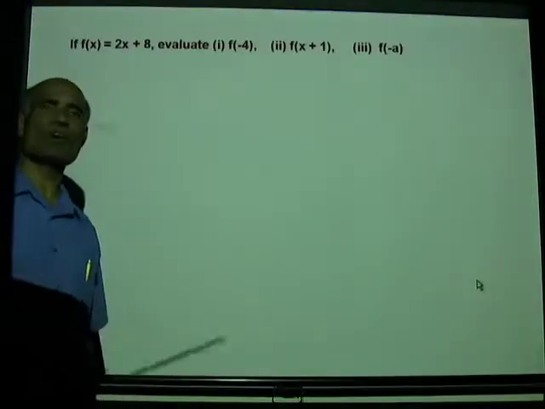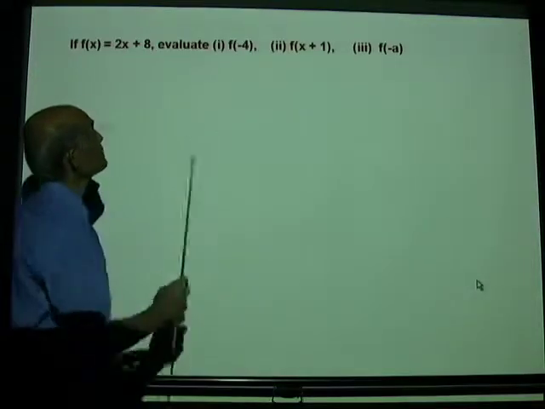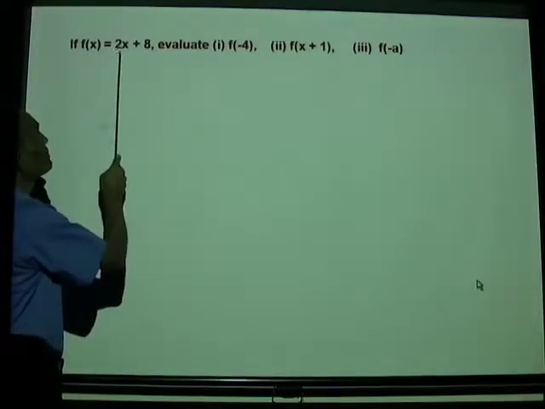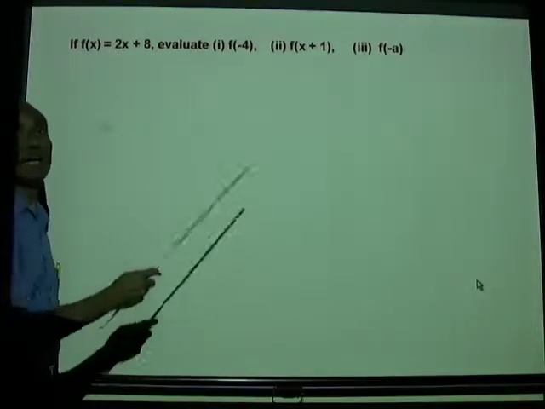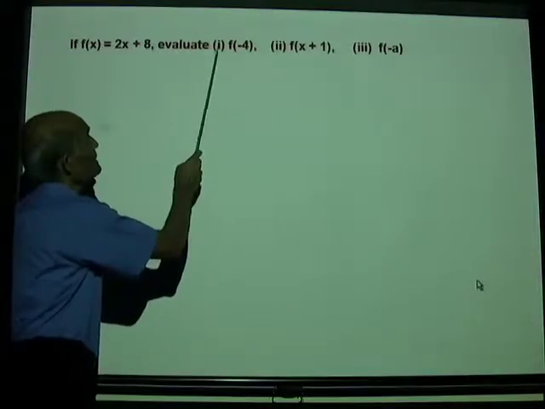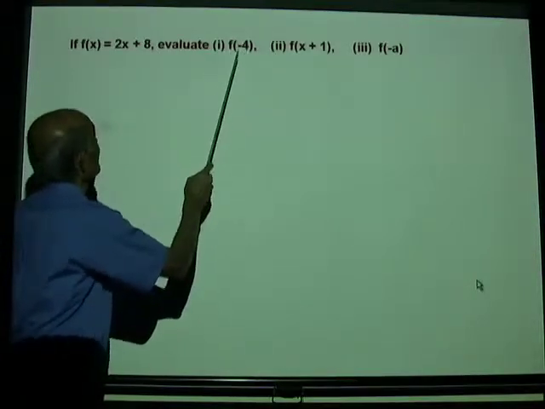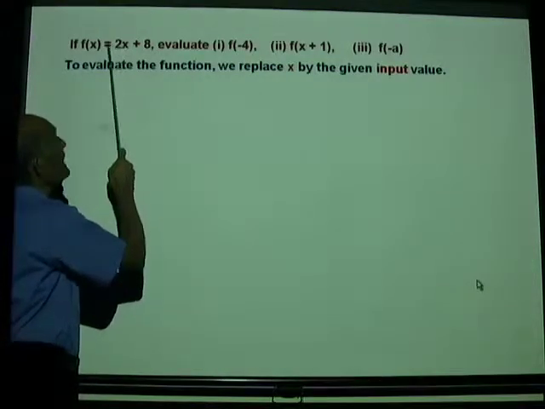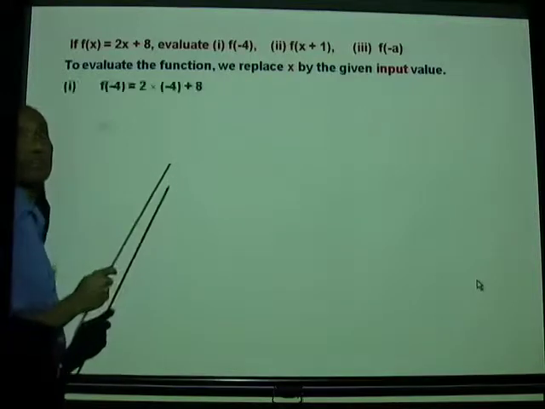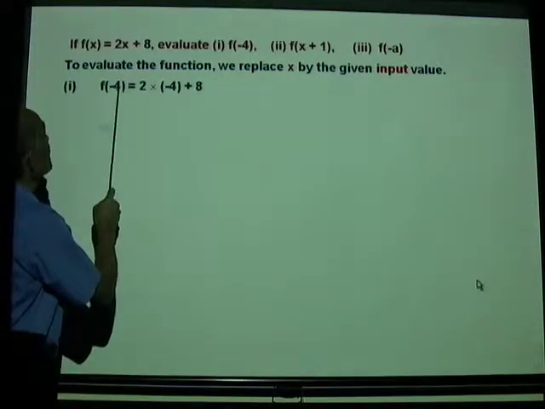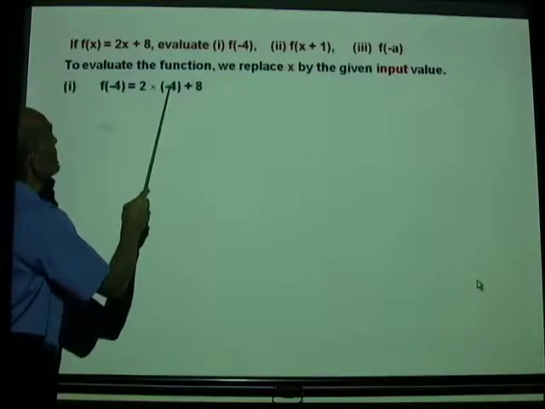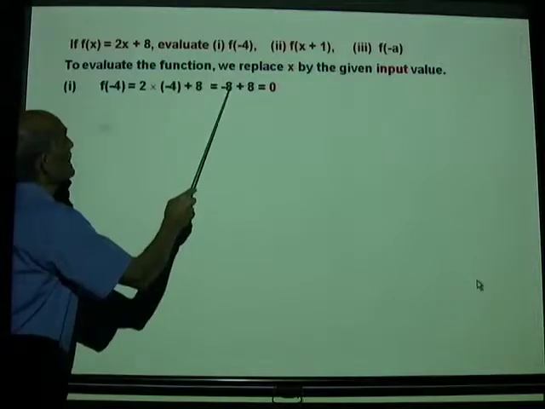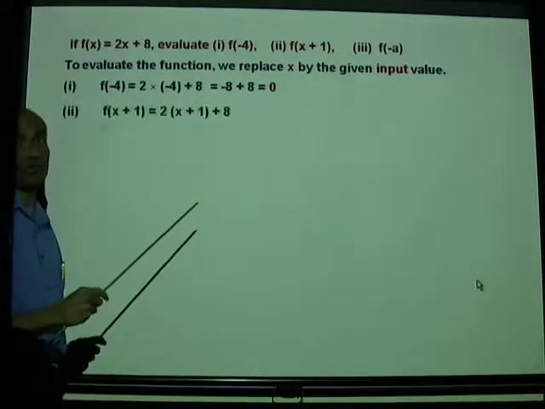Alright, let's look at some more functions and study the relation between input and output. We have f of x equal to 2x plus 8, and we are required to evaluate f of negative 4. In order to evaluate f of negative 4, replace your x by whatever input is given. So f of negative 4 will be 2 times negative 4 plus 8. And that will be negative 8 plus 8, which is 0.